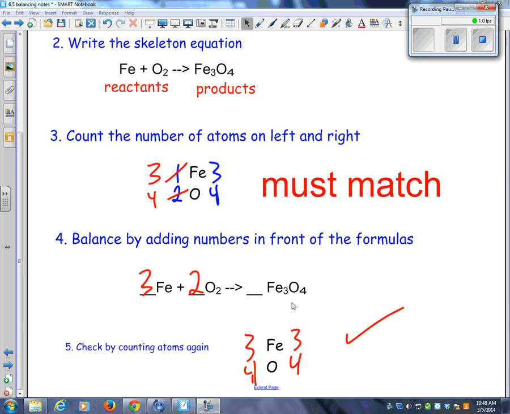I'll pause it. The question is, how come that space is empty? I put a space there so that you would see that you can only put numbers in front. I didn't put anything in there. What's really there? There's really a 1 there. Do you need the 1 there? No. So you can just leave it blank. If you want to put the 1 there because you like doing that, that's fine. I don't care. Okay. Let's try the next one.